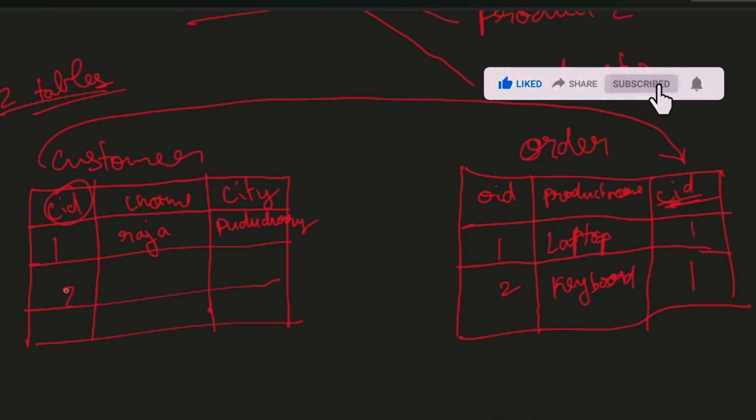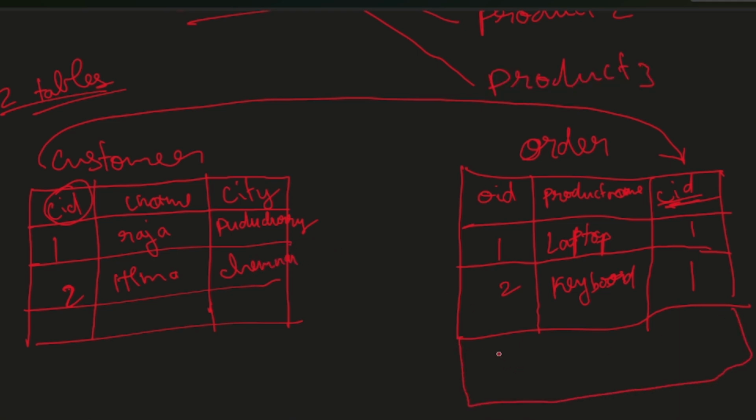Also, if there is a second person, for example Hema, purchasing another two products, or another one product like mouse, Hema's customer id is 2, which is connected to 2 in this order table also. So in the order table also we have a foreign key of the customer table, that is cid. In this way we can connect these two tables, customer and order.